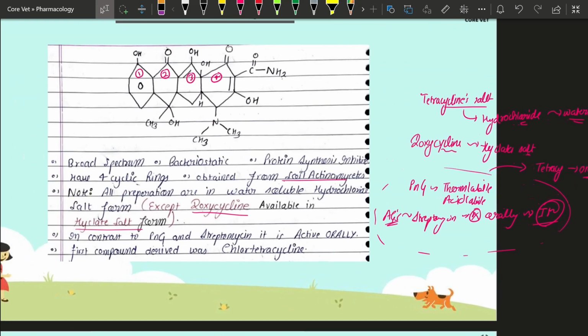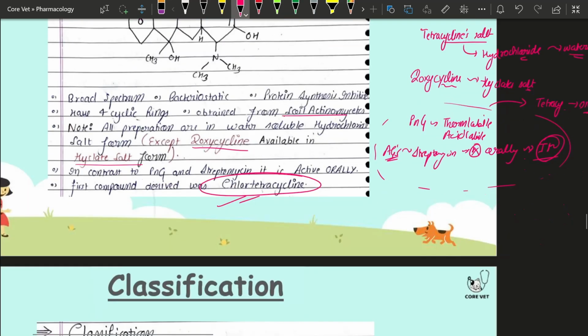And the very first compound that was discovered in the tetracyclines was chlortetracycline. Now we will be moving towards the classification, in which first of all we will discuss the classification based on the source, whether it's natural or synthetic. And next we will discuss it on the basis of the duration of action, right? So let's move with the classification.